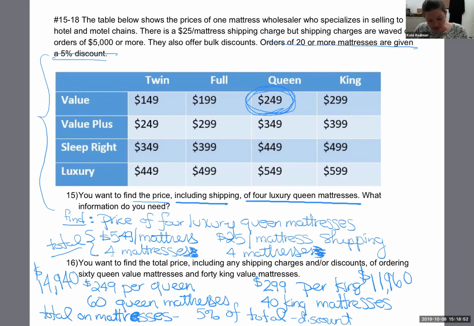Veronica said we probably need to know tax too. It didn't get mentioned in the word problem, but that's true. In the real world, we would need tax. But since it wasn't mentioned anywhere in the word problem, we wouldn't be able to figure it out here.